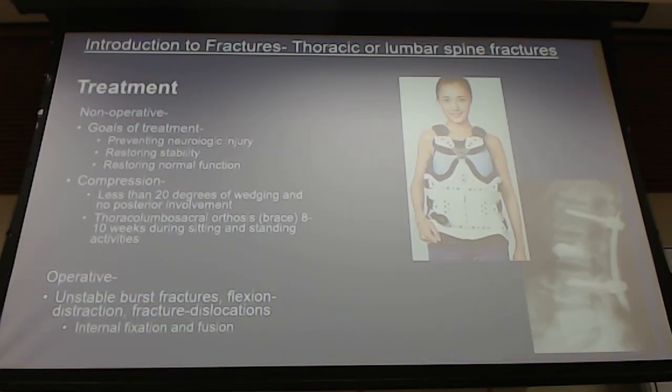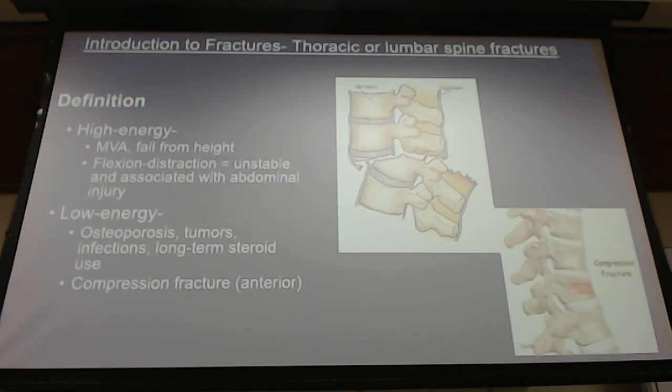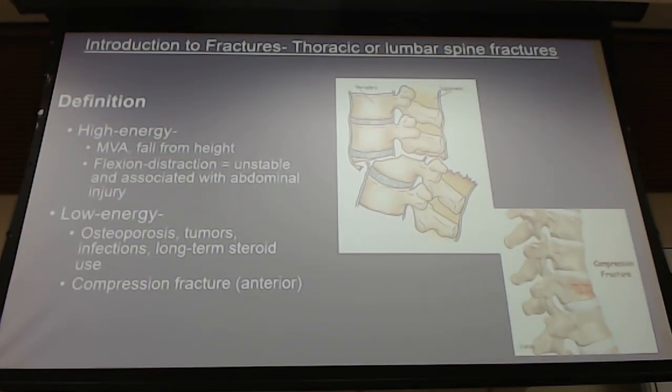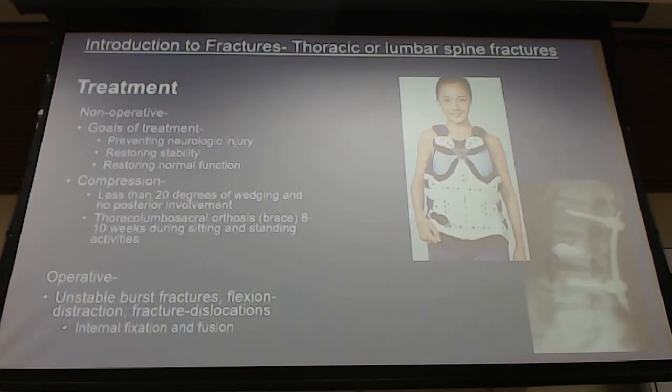How do you treat these? Well, number one, it all depends. In the case of lumbar spine fractures, you can put them in a lumbar brace. If the compression fracture is less than 20 degrees of wedging, as we saw in this picture, look at the far right, bottom right, then they're amenable to non-operative management. And that brace will stay on for 8 to 10 weeks.